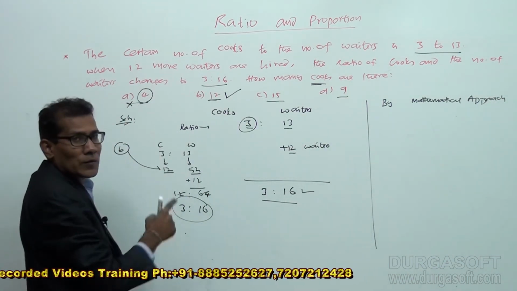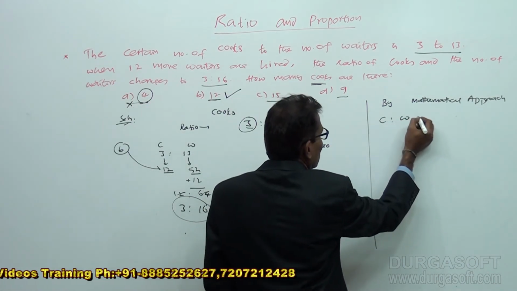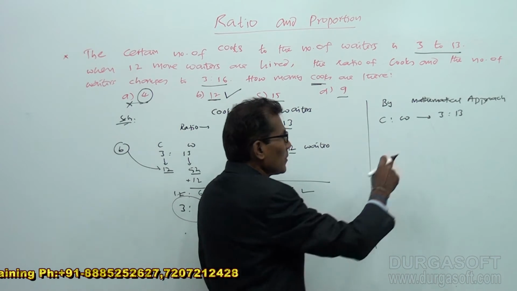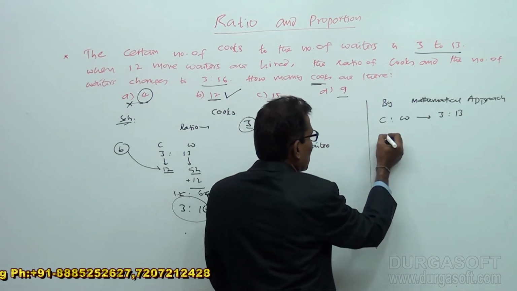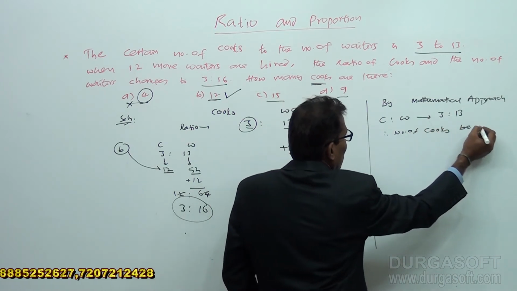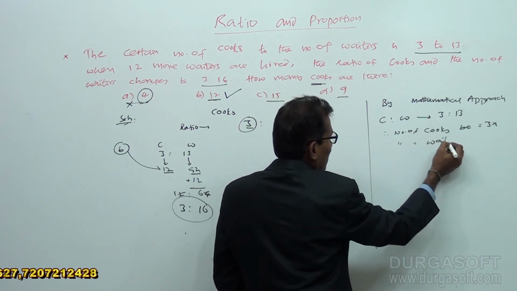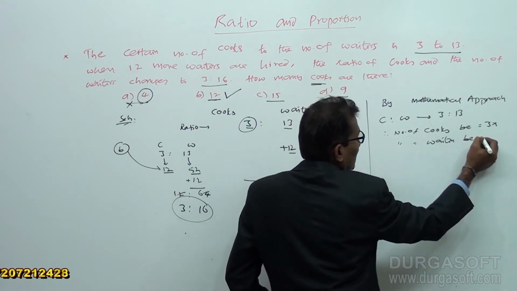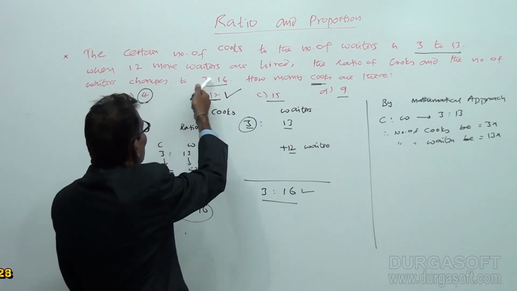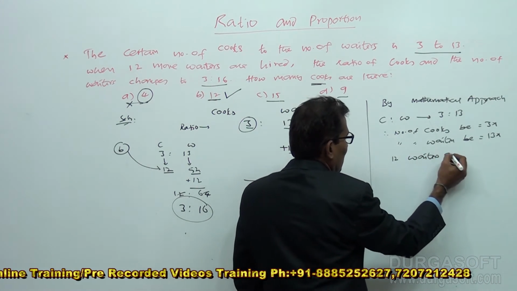Initially, the ratio of cooks and waiters is given. The ratio is 3 is to 13. So let us say the number of cooks is 3x and the number of waiters is 13x. Now what happened? 12 more waiters are hired. So 12 waiters are added.